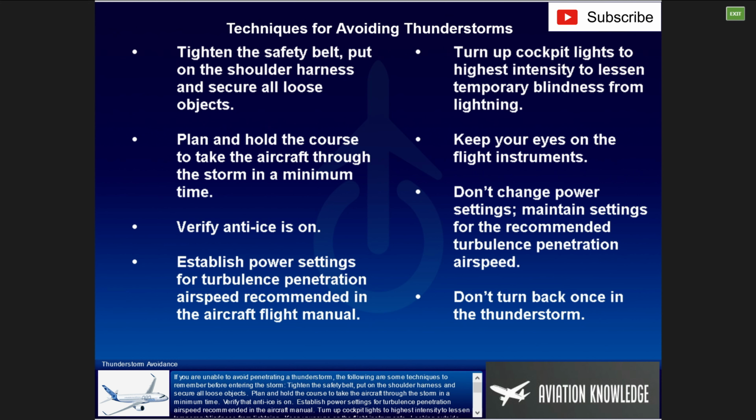Turn up cockpit lights to the highest intensity to lessen temporary blindness from lightning. Keep your eyes on the flight instruments. Looking outside the cockpit can increase danger of temporary blindness from lightning. Don't change power settings. Maintain settings for the recommended turbulence penetration airspeed.